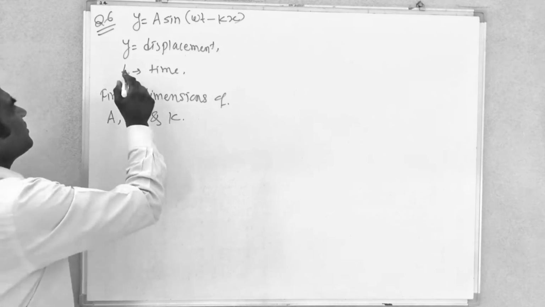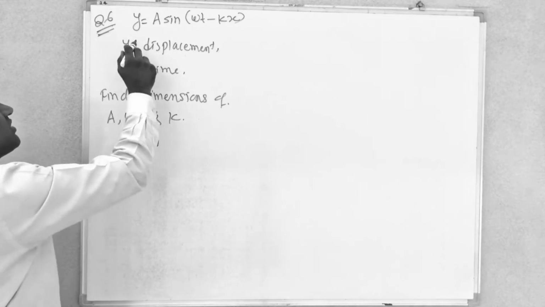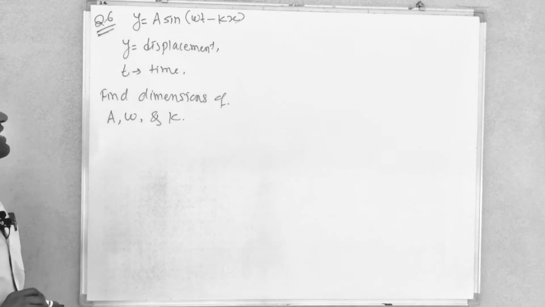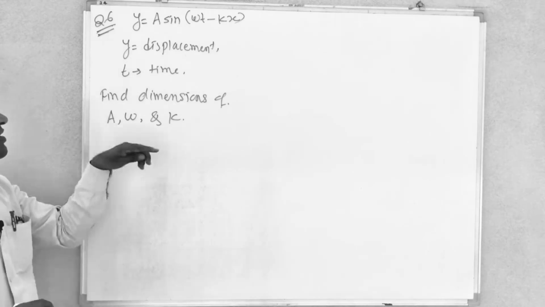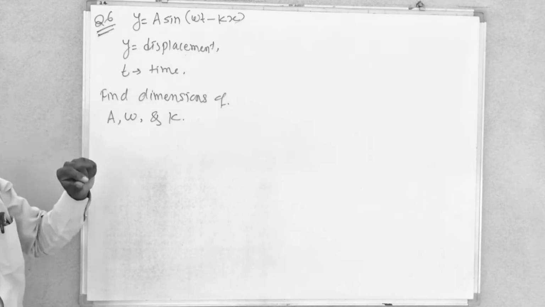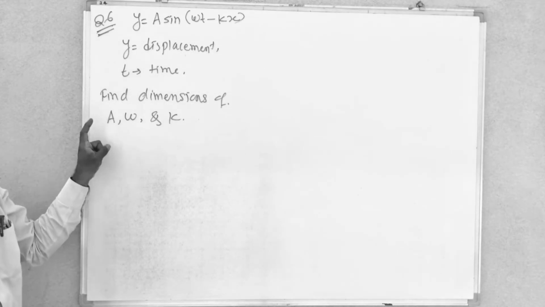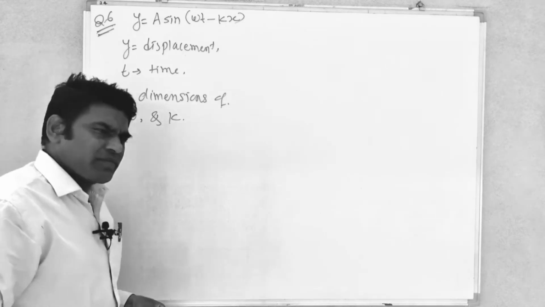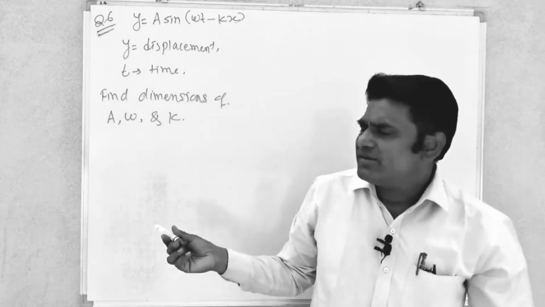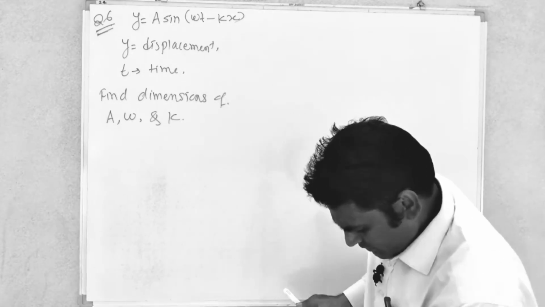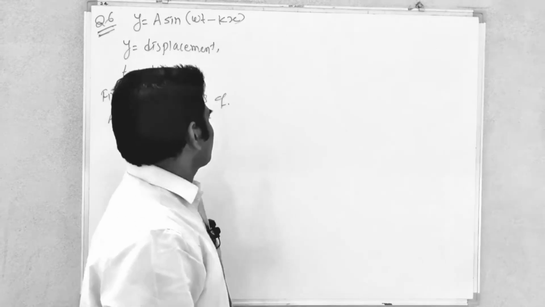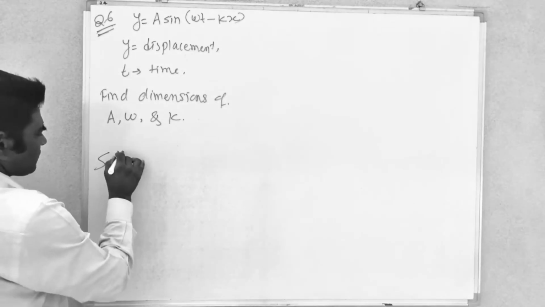So now look, y is equal to A sin omega t minus kx, where y is a displacement and t is the time. Find the dimensions of A, omega and k. Can you try? Now look how to solve.